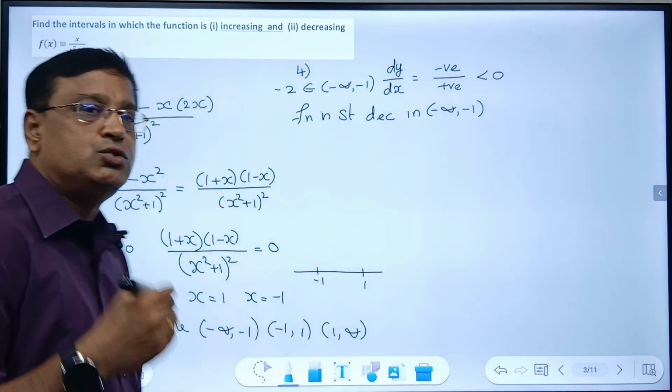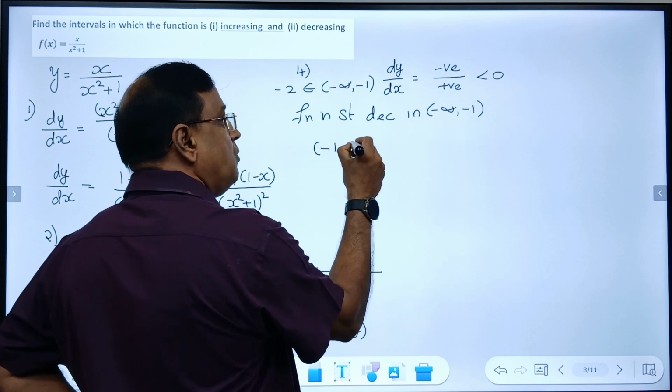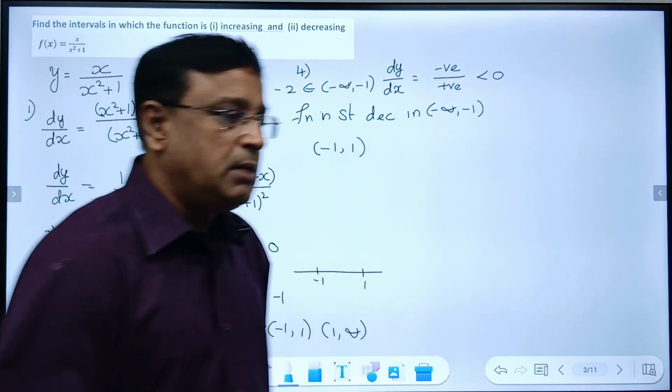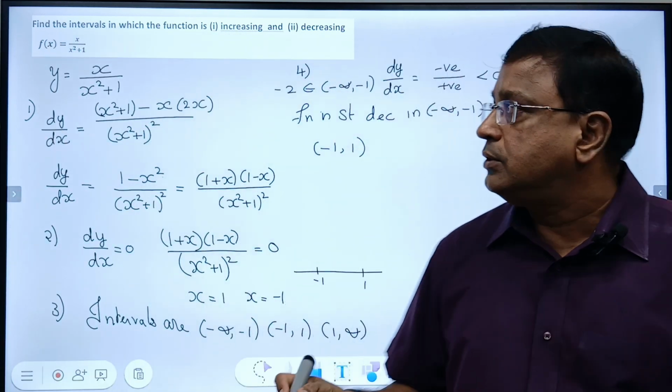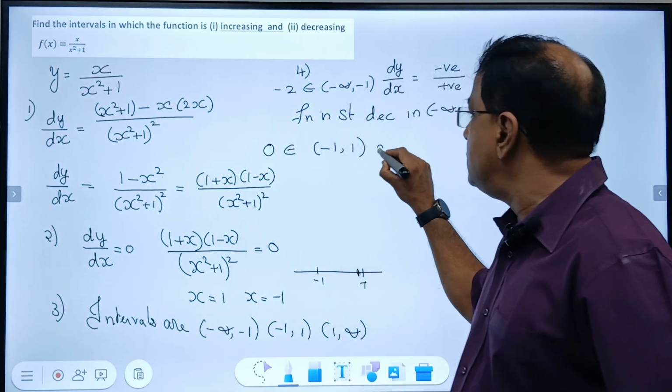Now what I will do, I'll choose the next interval. What is the next interval? The next interval is minus 1, comma, 1. Now choose a number between minus 1 and 1. So the number that I am going to choose is 0. And I will substitute in dy by dx.